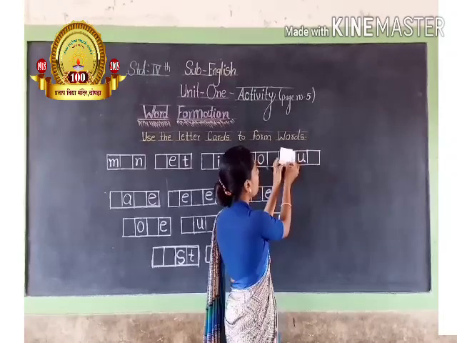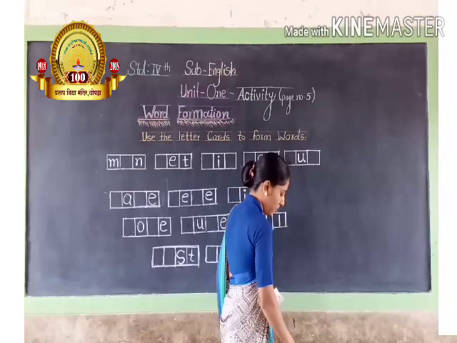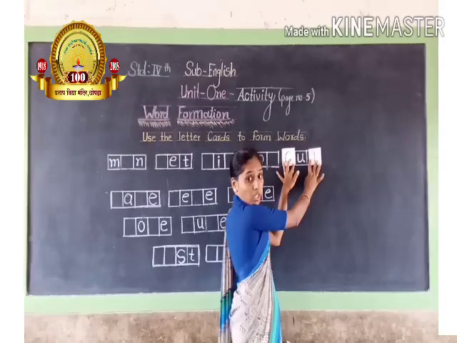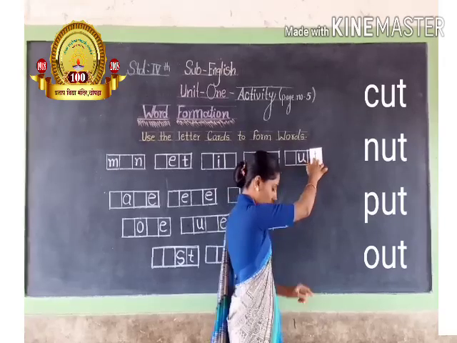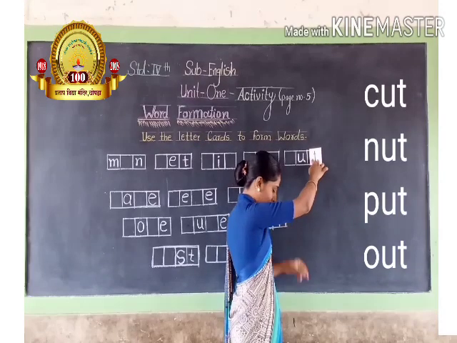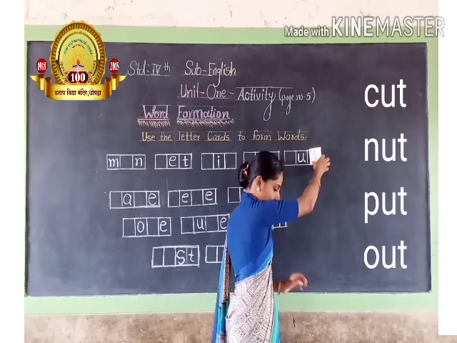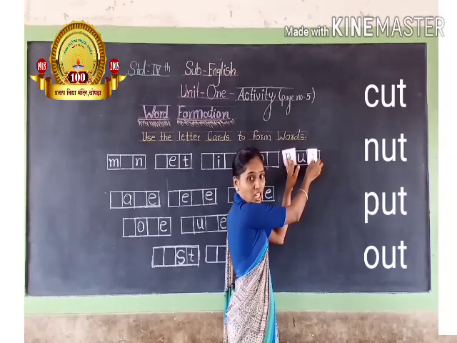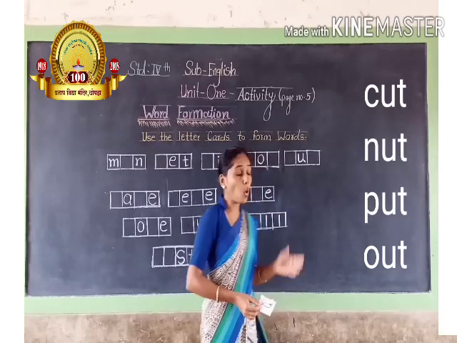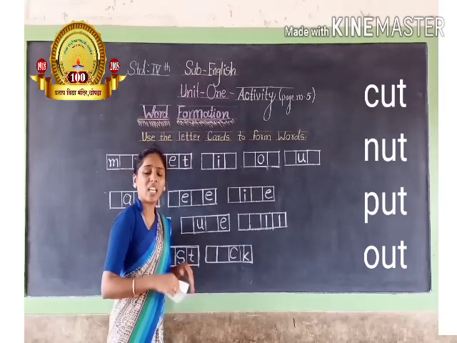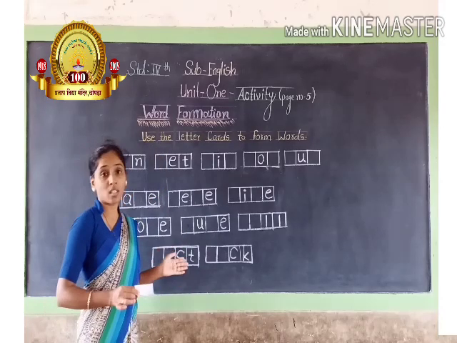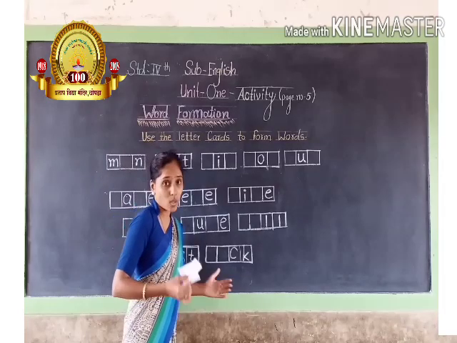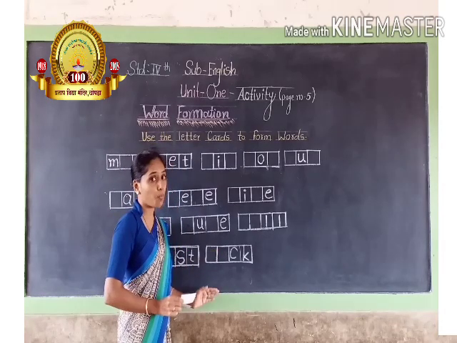O-U-T, out. Now we make rhyming words here. If we put here C, then C-U-T, cut. Now I change only one card here. That is, now I put here N, N-U-T, nut. Cut, nut, P-U-T, put, O-U-T, out. Here we can easily find so many words. This is a very interesting activity, and by this activity you can increase your vocabulary. This is very helpful to develop your vocabulary.